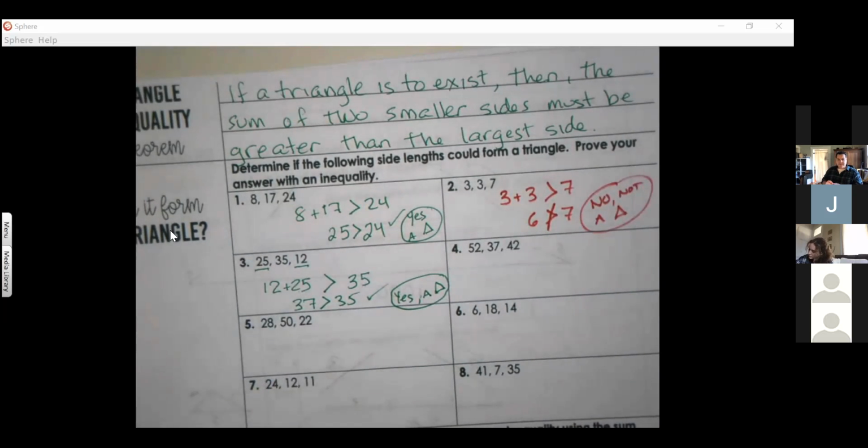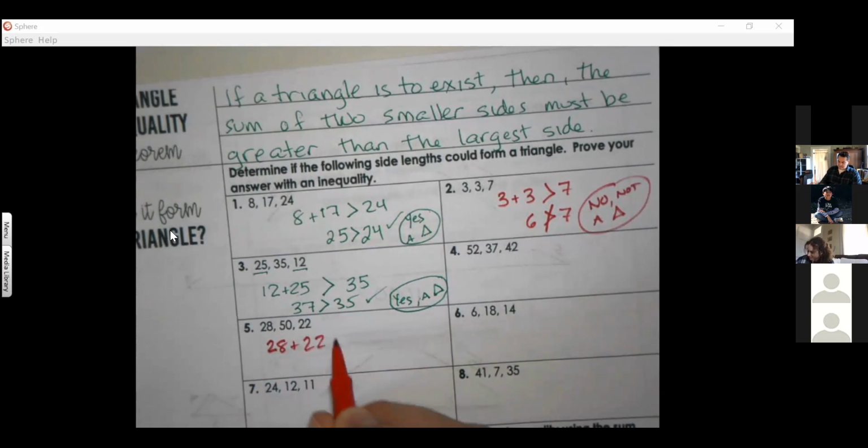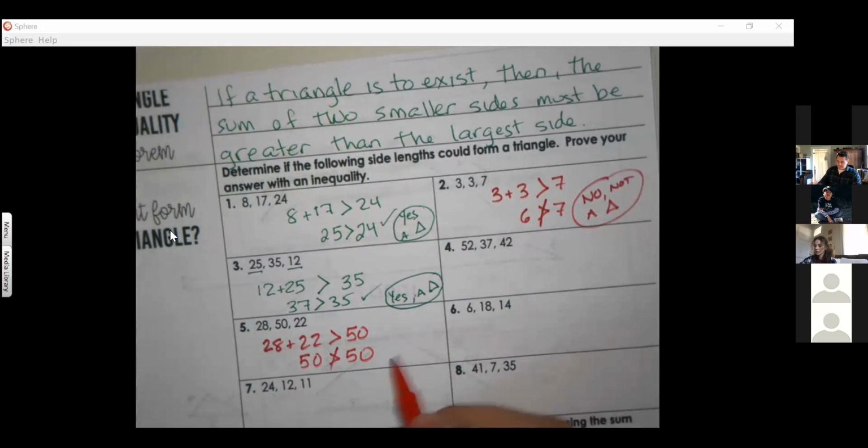Jump down here to number 5 for a moment. Which one should I add up here? 28 and 22. And those should be bigger than 50. But in this case, I get 50 is greater than 50. Does that work? Is that going to make a triangle for us? Nope, it's not greater. It's the same. In other words, it would make a straight line. It would not make a triangle.